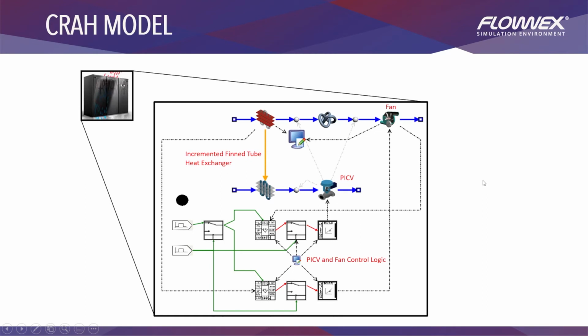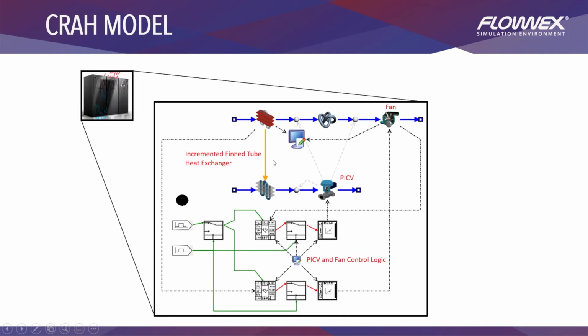The next thing is to start modeling some of the key components in the system. So the first thing we'll be looking at here is a CRA model. The modeling technique for similar components like fan walls or CRACs is quite similar. So for today's webinar, we'll be looking at CRAs, but it is completely possible to model those other components using the Flownex software.